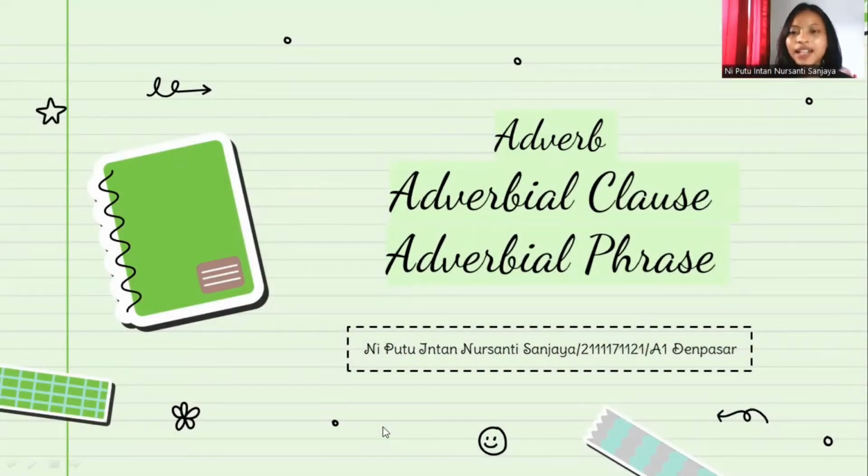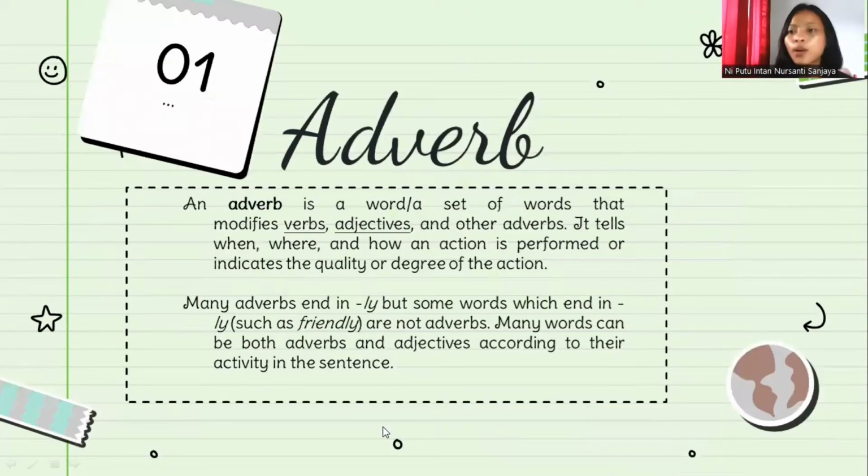Okay everyone, in this video, I want to tell you the materials about adverb, adverbial clause, and adverbial phrase. The first one is adverbs. What is an adverb? An adverb is a word or a set of words that modifies verbs, adjectives, and other adverbs. It spells when, where, and how an action is performed or indicates the quality or degree of the action.